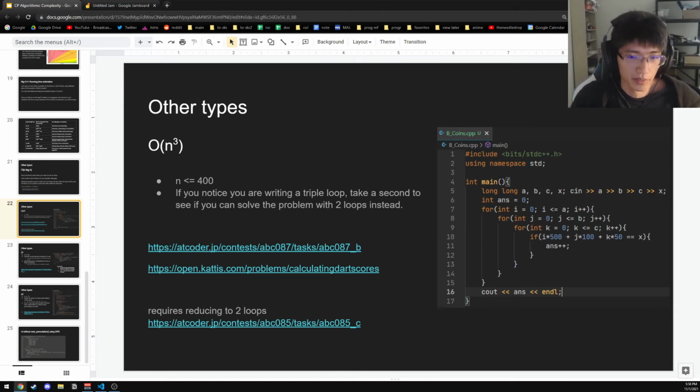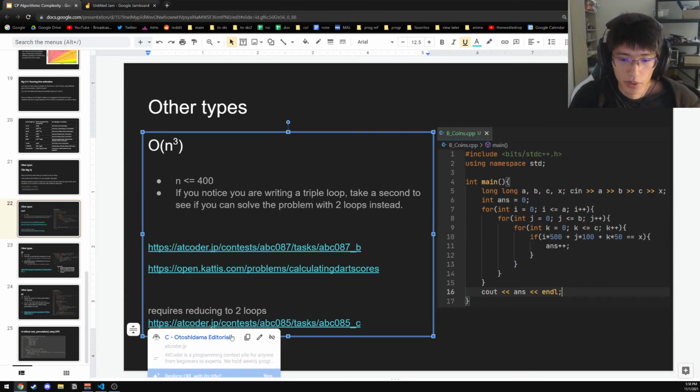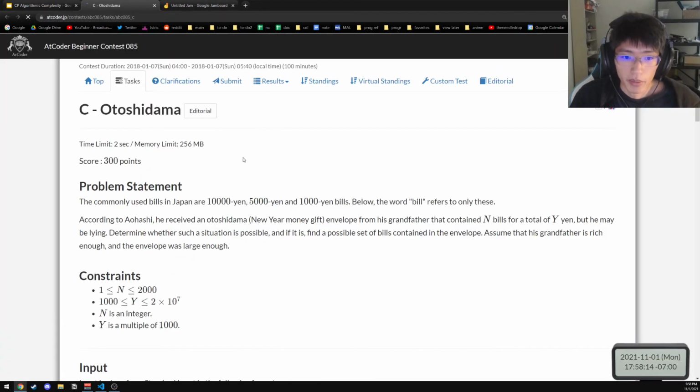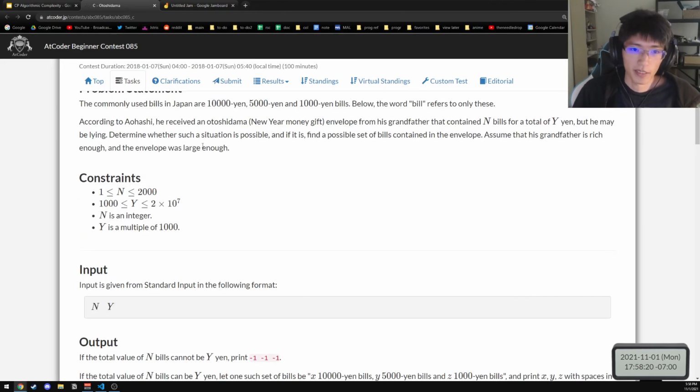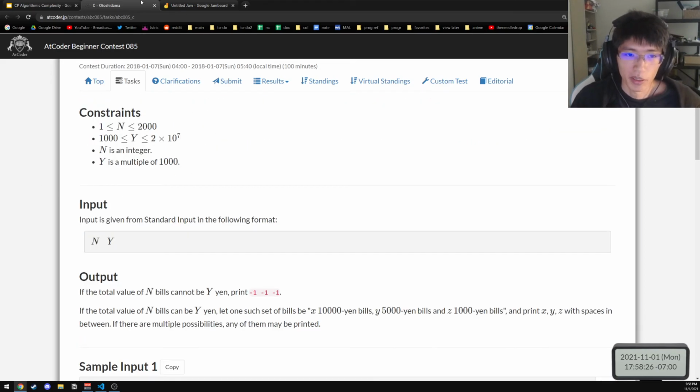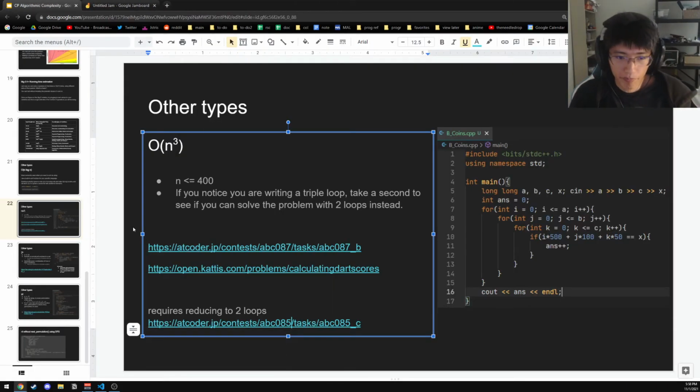Sometimes you can optimize further than that. Sometimes the requirements will require you to do something else. For example, in this, n is equal to 2,000. So 2,000 times 2,000 times 2,000, I think, doesn't really work. So you have to optimize a little bit.